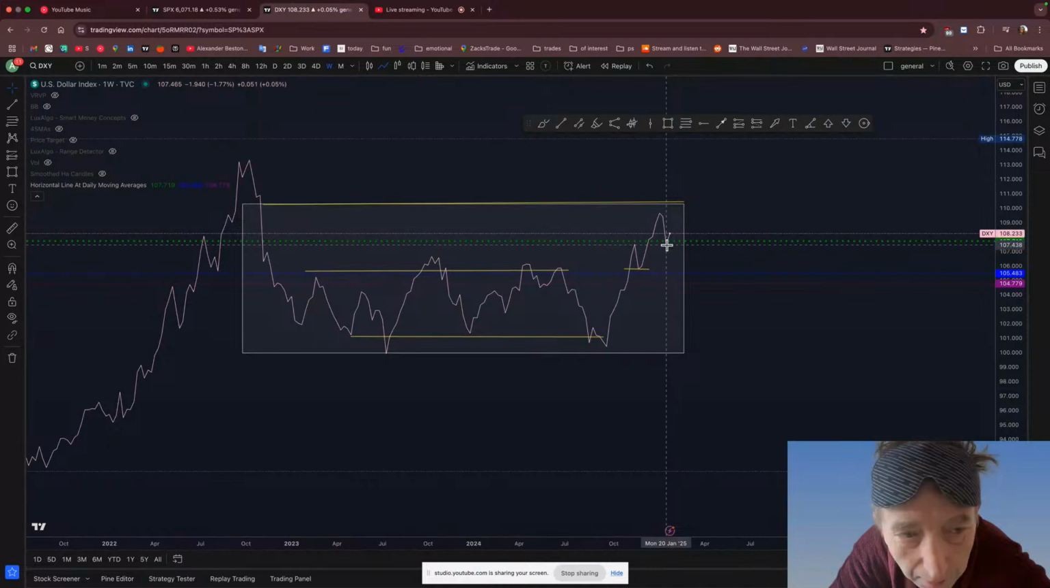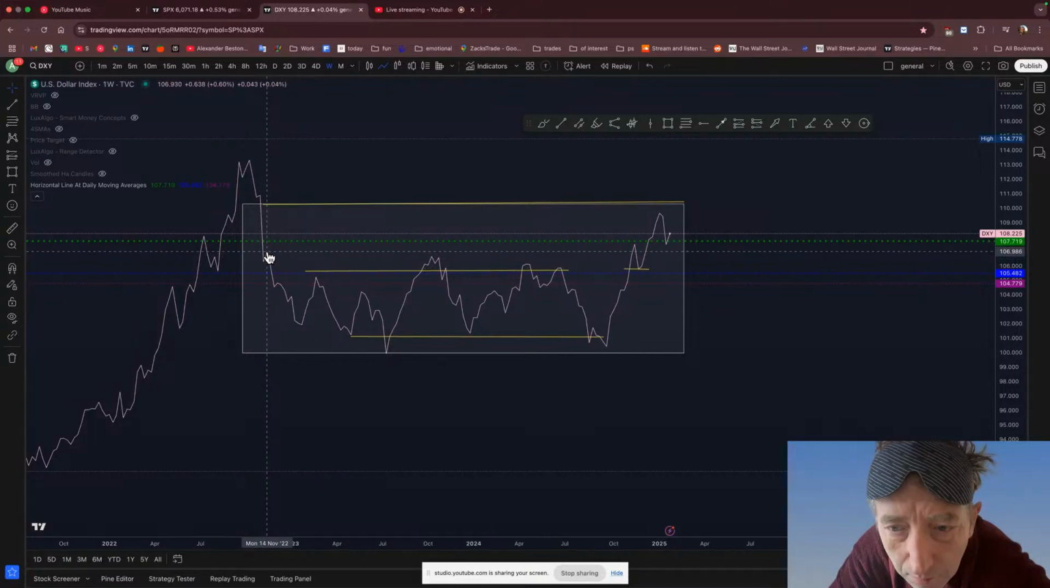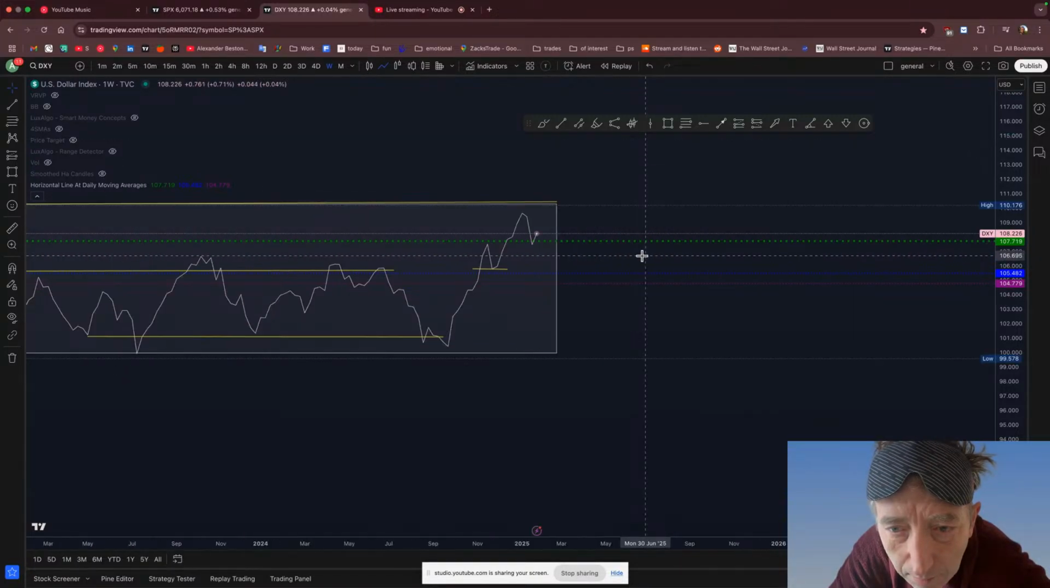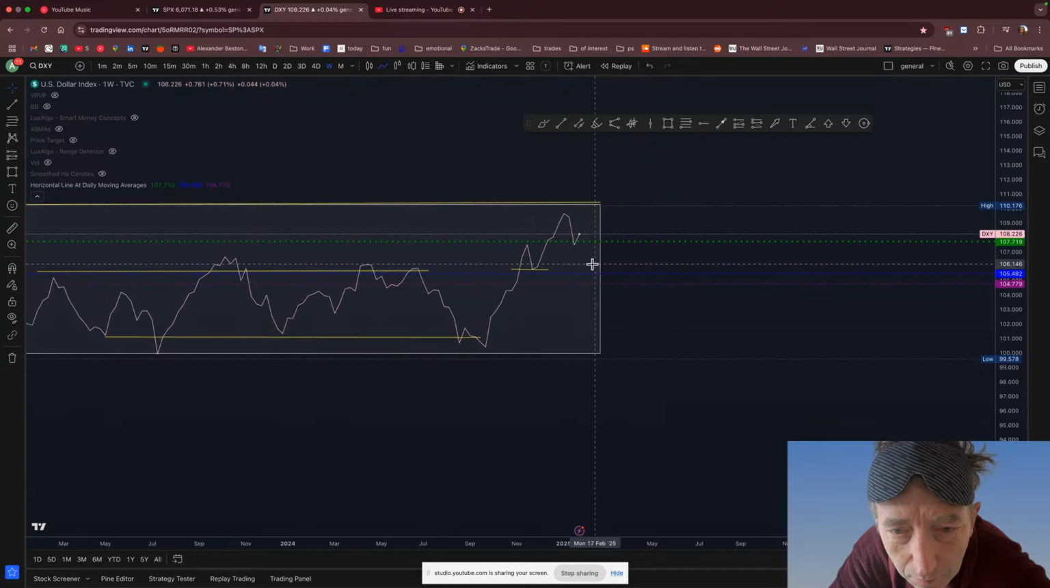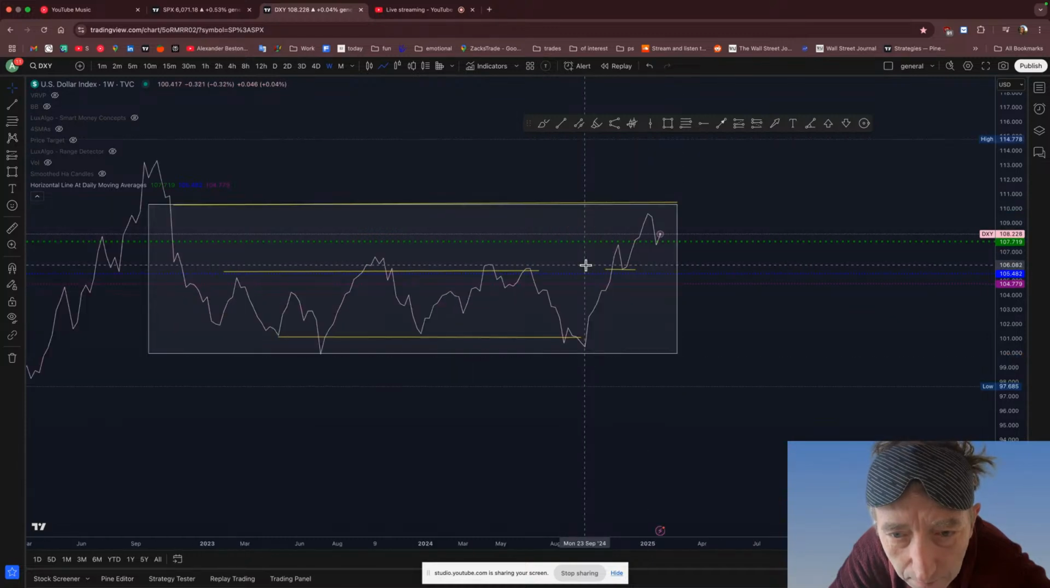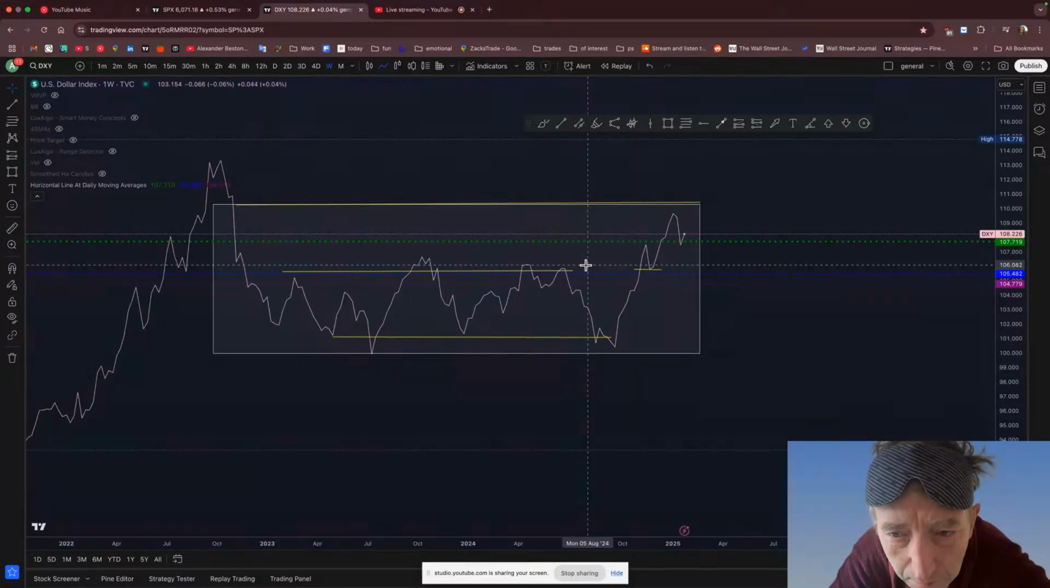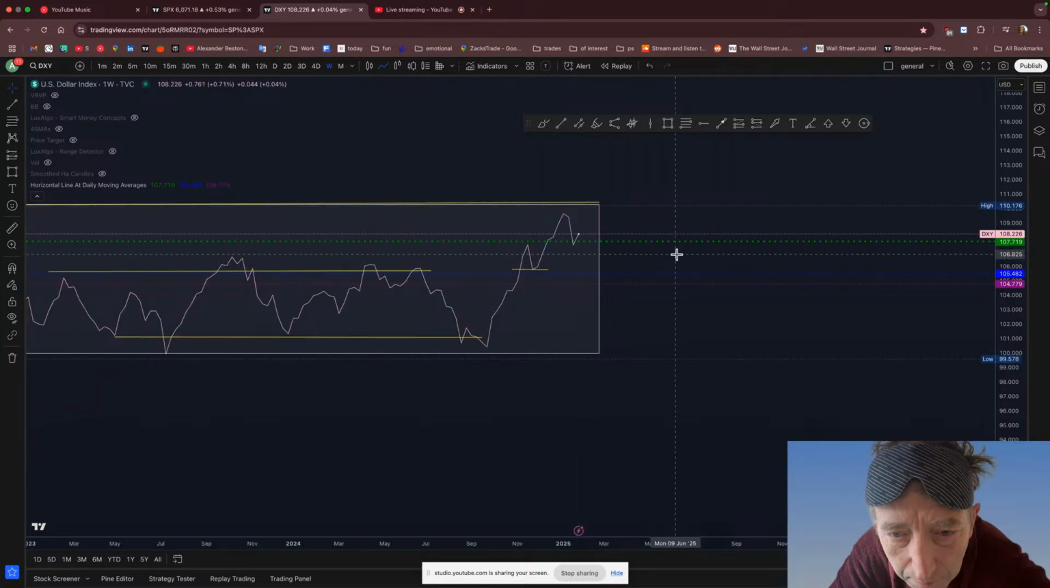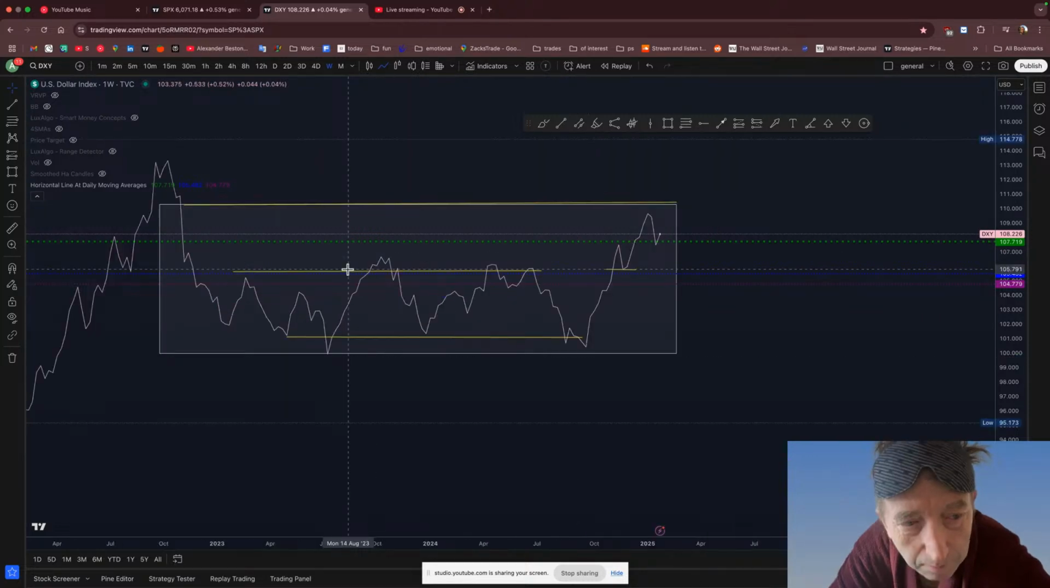Then it pulls back, still outside the range of what we've seen before. And I think, I mean, what's going to happen next? We just don't know. Anyway, that's it really.